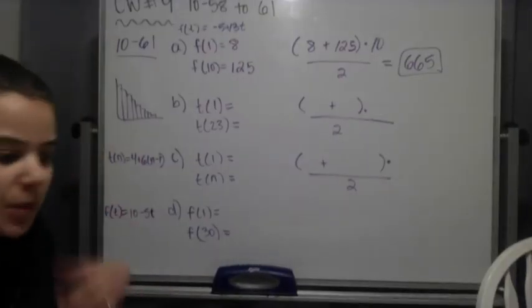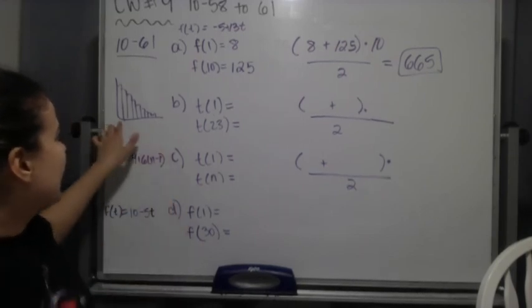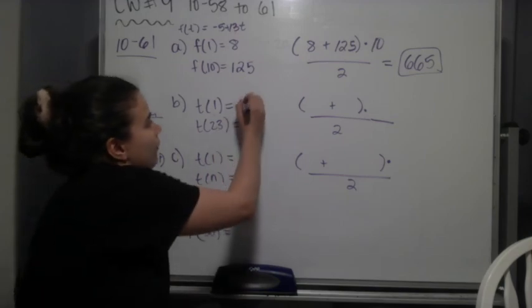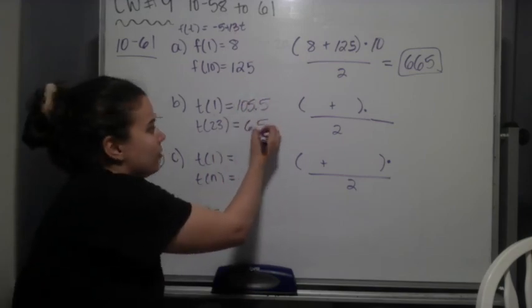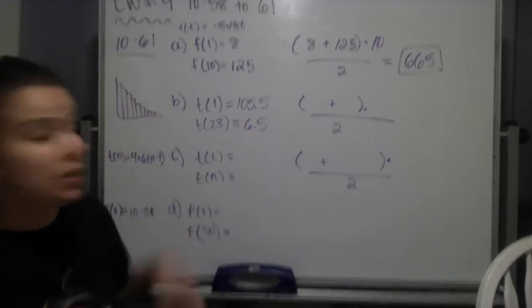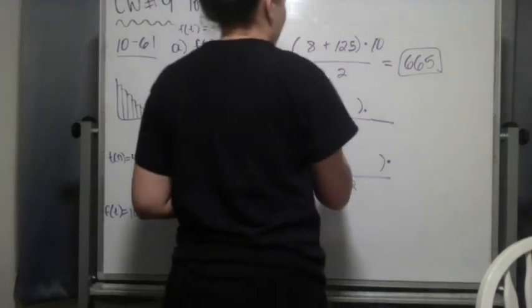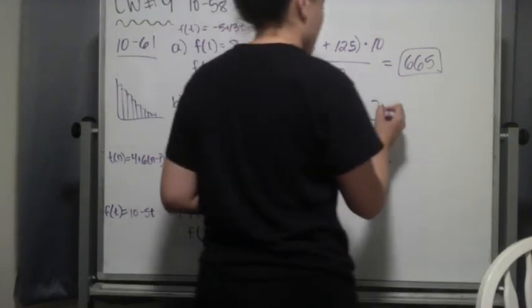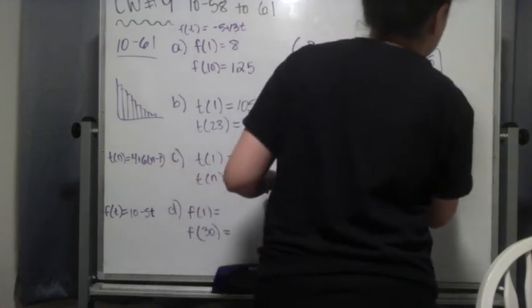Part B, they give us one of those fancy little pictures they like so much. And from that, we can see that the first value is 105.5, and the last one is 6.5. I should say the 23rd one. Once again, you plug it in, so 105.5 plus 6.5 times 23 divided by 2 to get 1288.